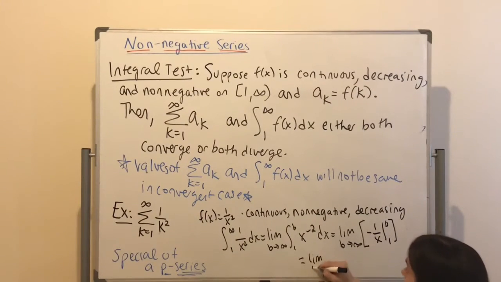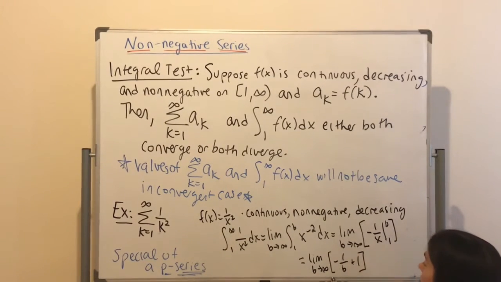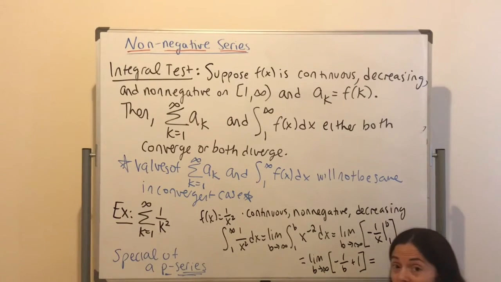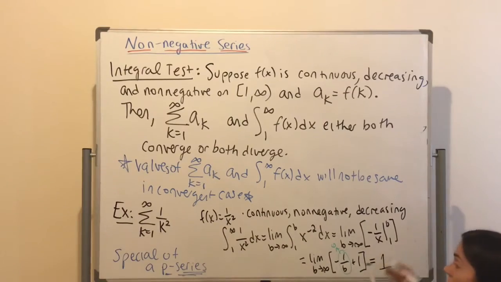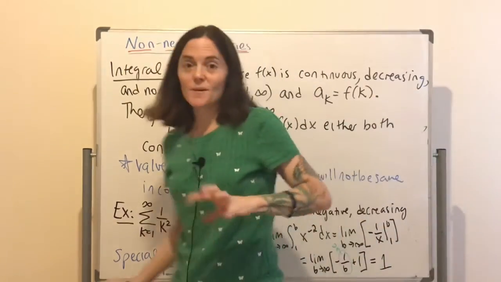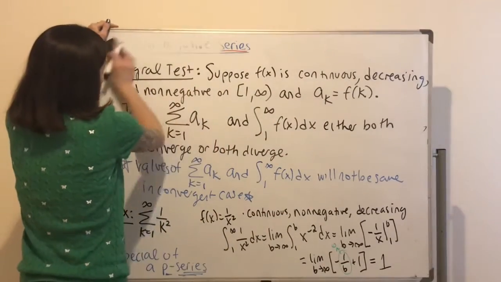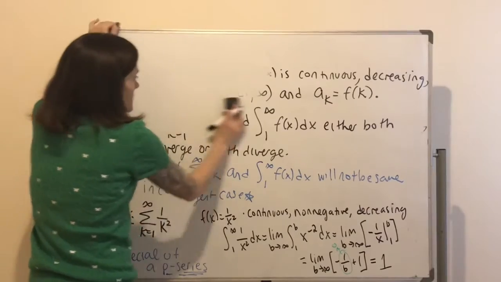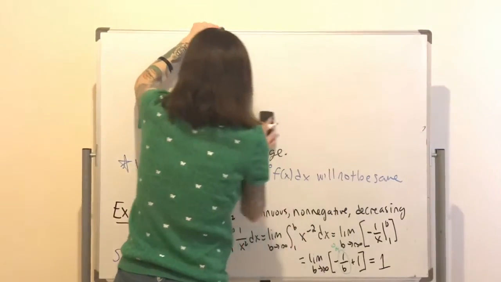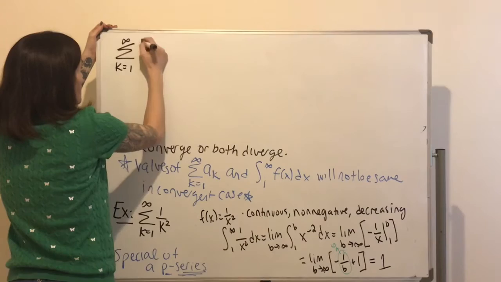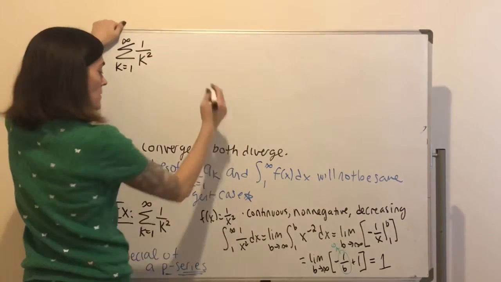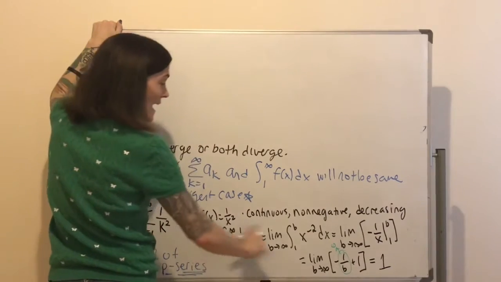Evaluated 1 to b equals the limit. I might run out of space actually. Here, which is as we go to infinity, well, this part goes to 0, and so we get 1. Now, I'm going to continue this up here. My apologies for moving mid-problem, but I ran out of space. So let me continue this problem up here. I'll recopy the series. And then I'll just write, well, we've calculated this integral.